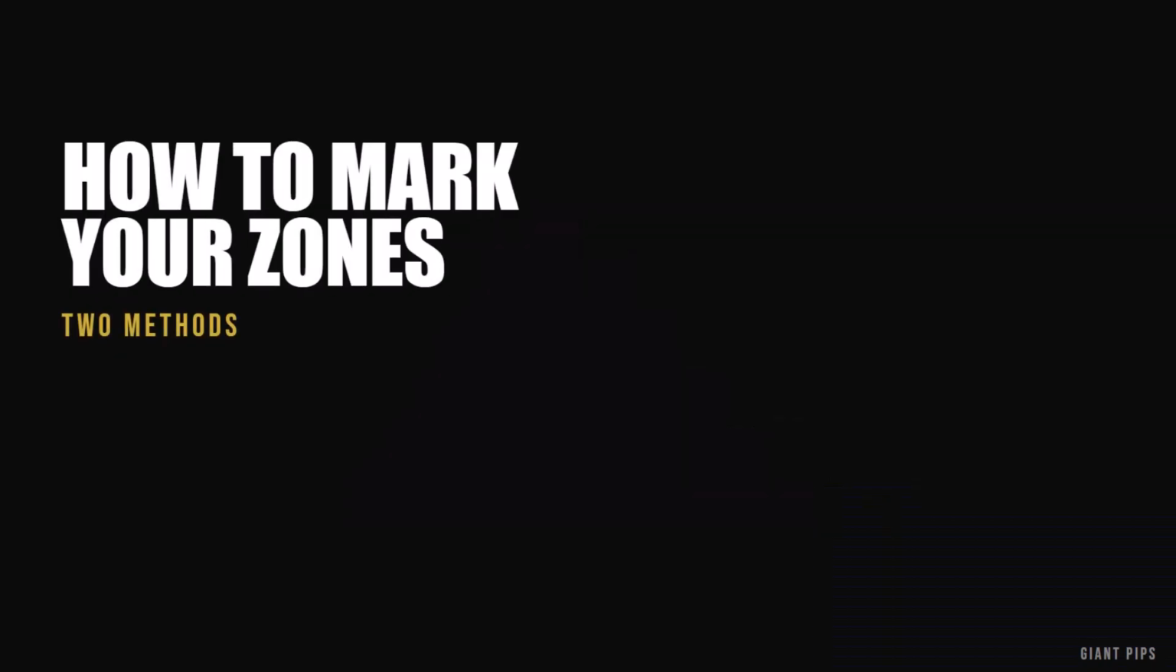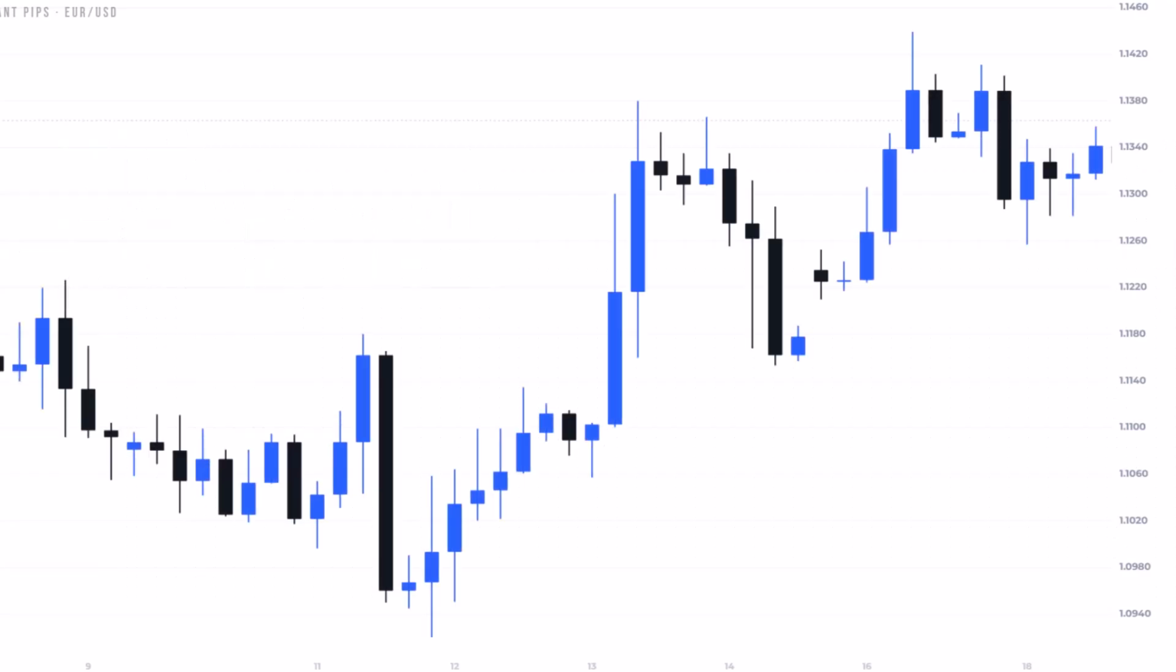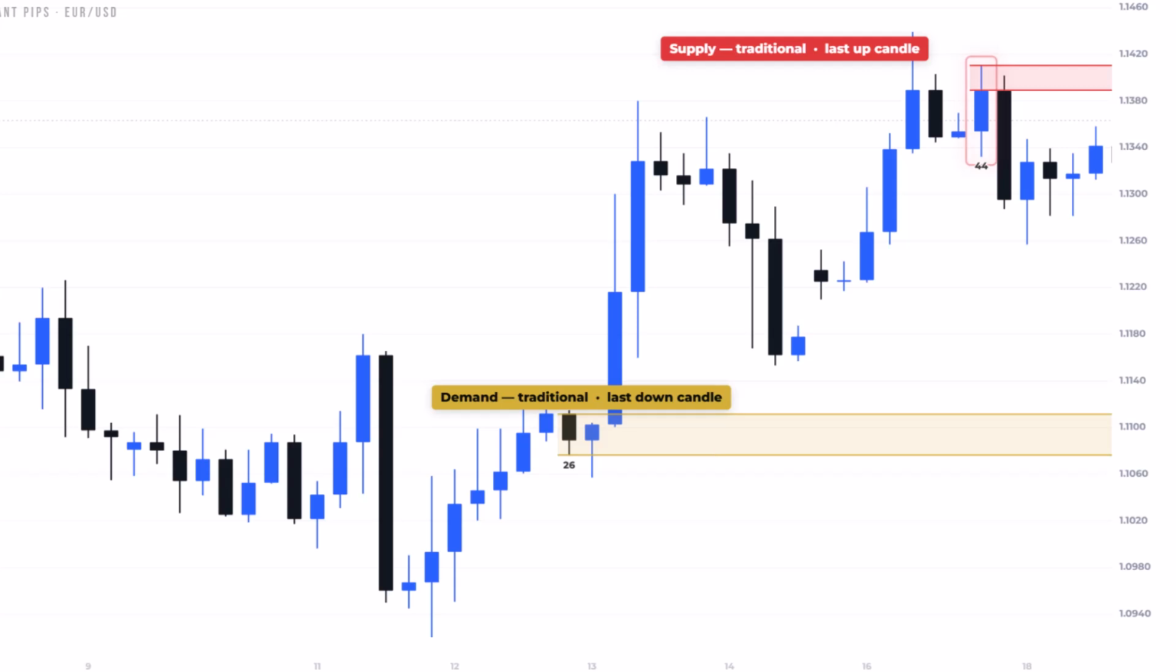So how do you actually mark these zones on a chart? Let me give you two methods. The first one is the traditional rule you'll hear everywhere in the trading community. To draw a demand zone, you use the last down candle before the up move. To draw a supply zone, you use the last up candle before the down move. The idea is that this last opposing candle is the final trace of the losing side, right before the big players took over. It's clean, it's simple, and it works.